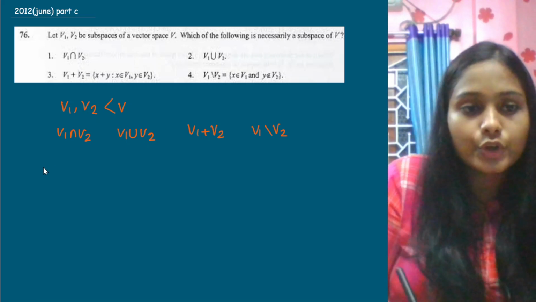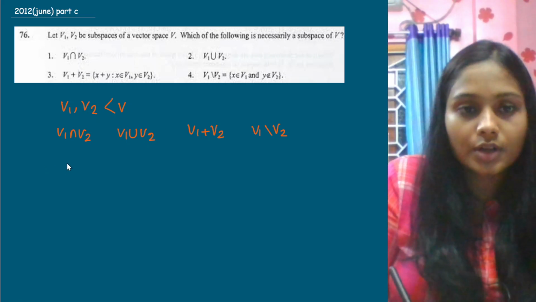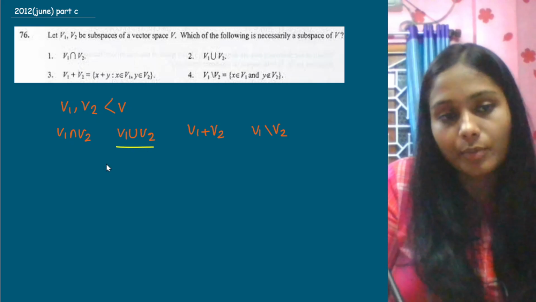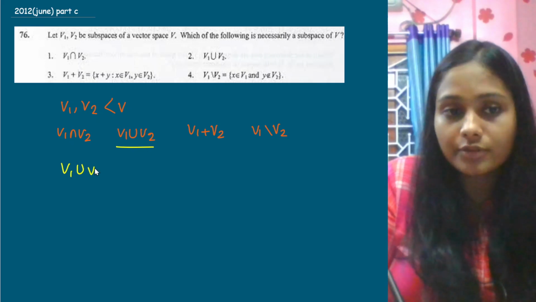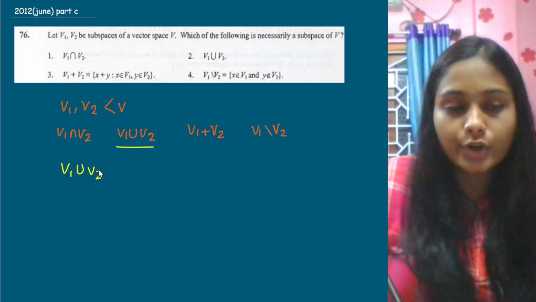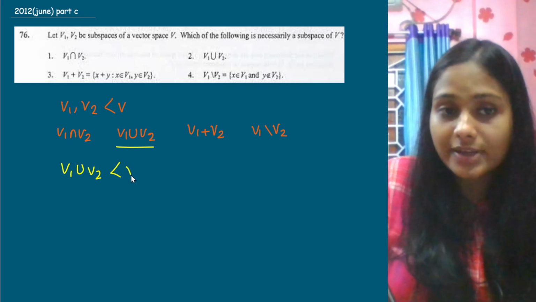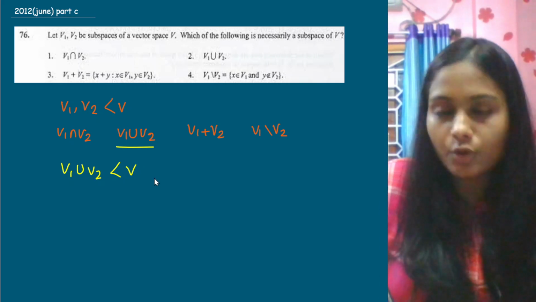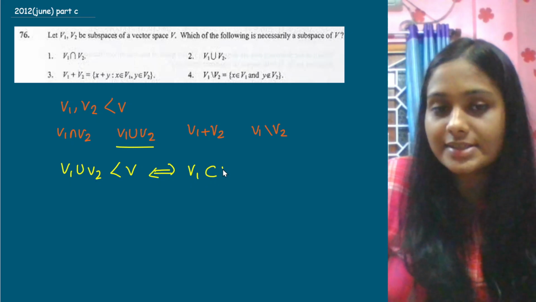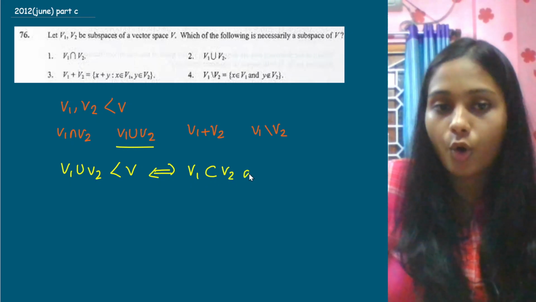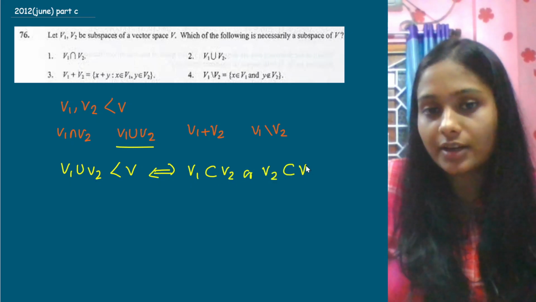Okay. So let us first see this option, V1 union V2. There is a theorem which is V1 union V2 is a subspace of the whole vector space V, if and only if either V1 is contained in V2 or V2 is contained in V1.